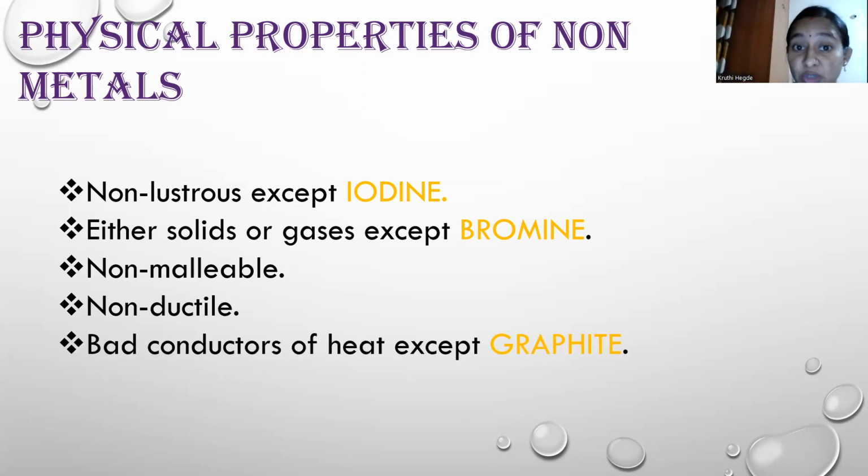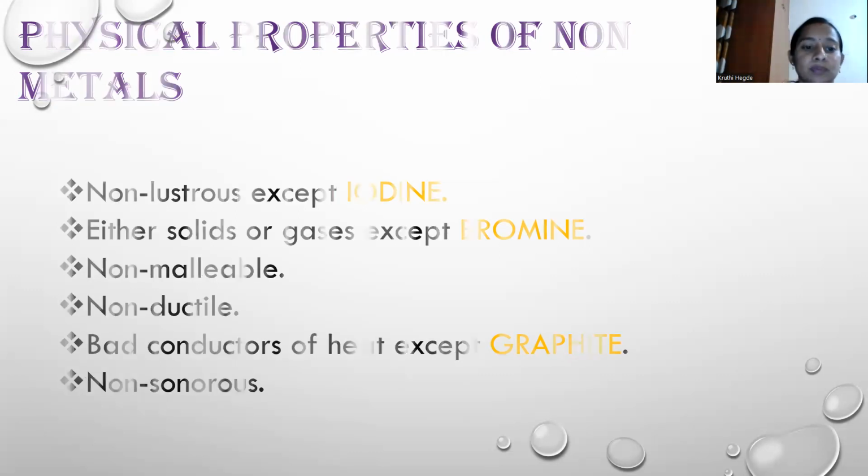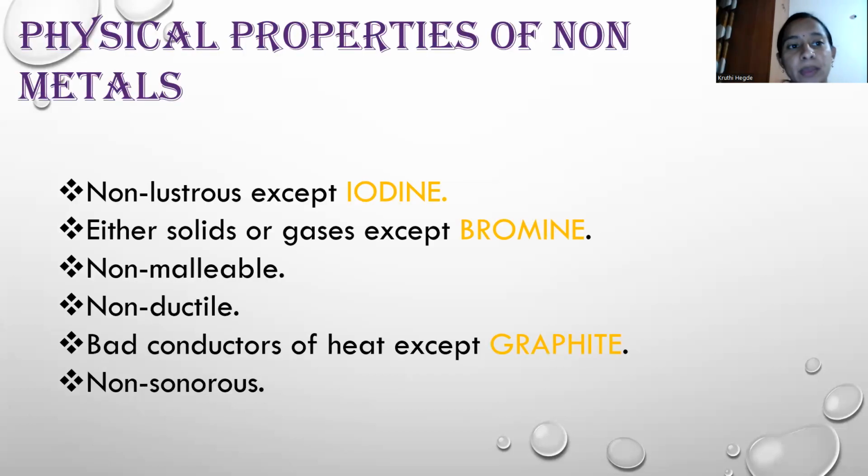They are bad conductors of heat, except graphite. Again, there is an exception. Graphite is one of the allotropic forms of carbon, and it conducts electricity. Non-metals are non-sonorous. They do not produce any ringing sound. So these are the physical properties of non-metals.